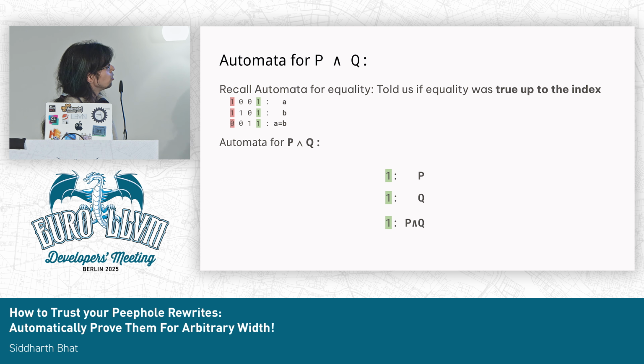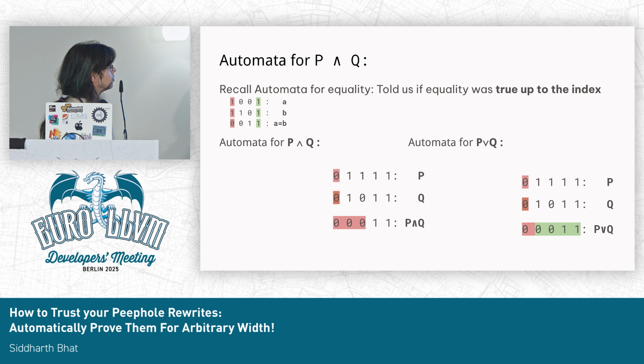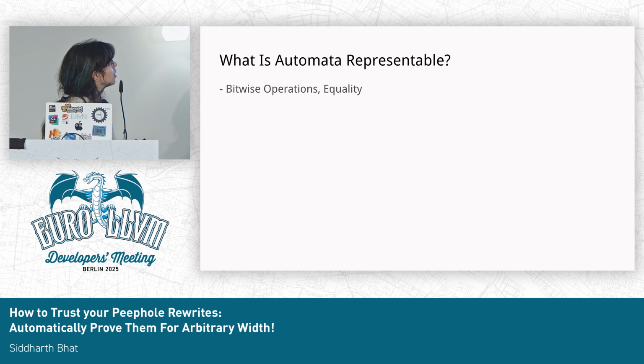Because if you think of P as a predicate, which is 1 when it's true and 0 when it's false, to compute P and Q, it's like as long as it's a 1, you stay a 1. And then once you become a 0, you just keep it a 0, essentially. So by a similar reasoning as the equality, you can build automata for Boolean predicates, for conjunction and disjunction and all of these things. So in general, anything bitwise is representable because it needs 0 bits of state.